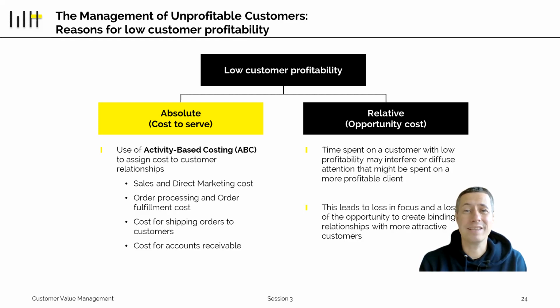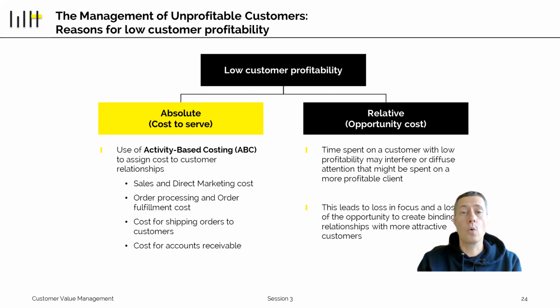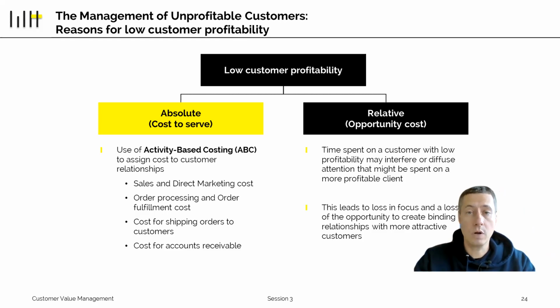The investment you made in the salesperson's visit may simply not be compensated by the revenue or contribution margin that the customer makes. Order processing and order fulfillment cost. Costs for shipping orders to customers. Especially in B2B, a very common problem is that customers who know they have a very high share of your revenue, who are important to you, refuse to pay for extra services, including rush shipping, even if those extra services are actually associated with extra cost. Cost for accounts receivable. Customers may not pay their bills, for example.